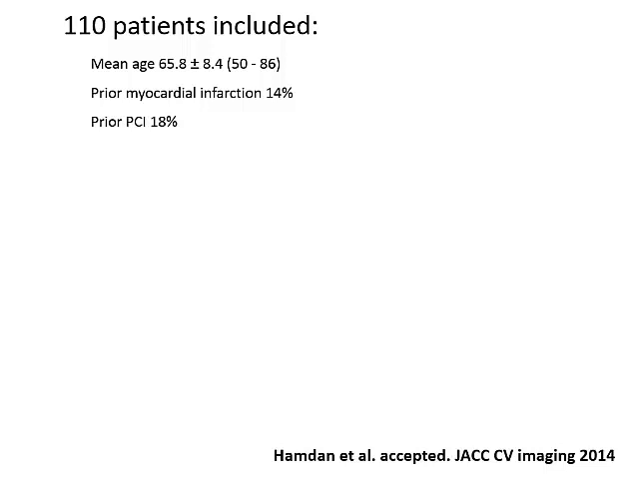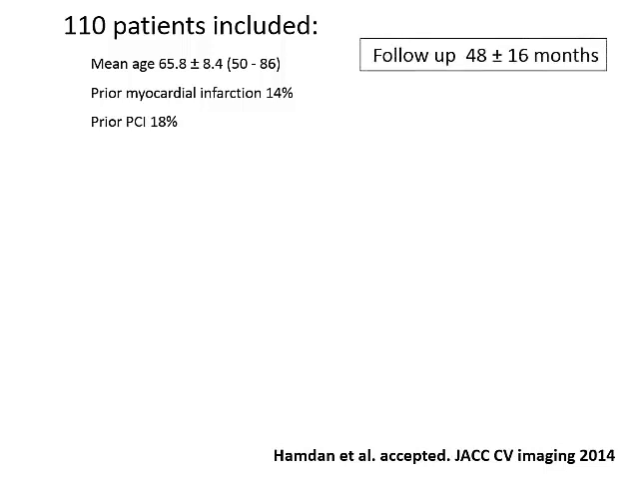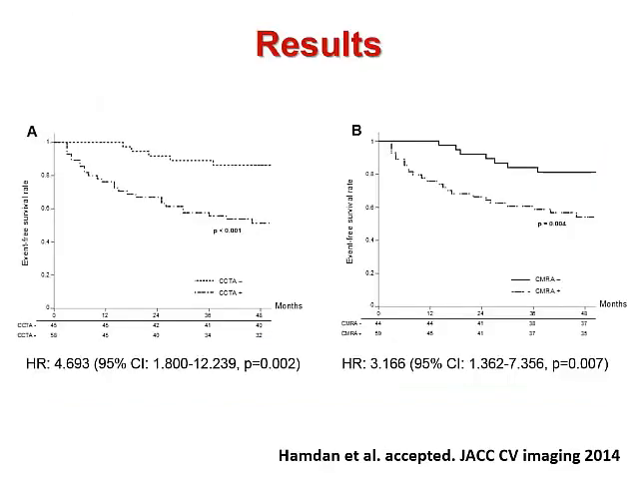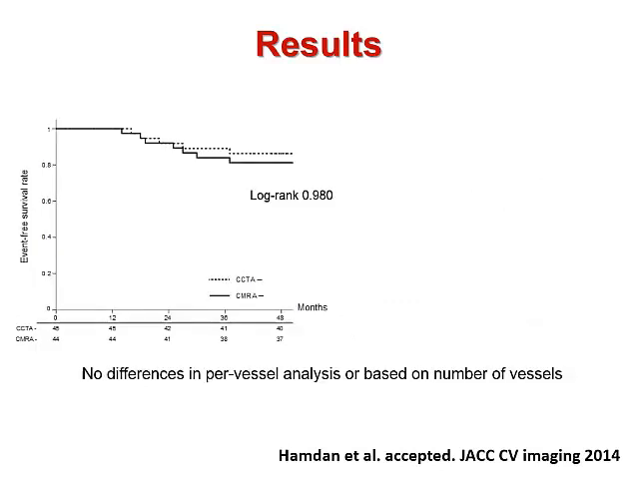We followed up these patients for about 48 months, and we had in this population a 38 event rate, and we are able to show that cardiac CT and cardiac MRI are able to predict the events over a period of 4 years. And the difference between them was not statistically significant.